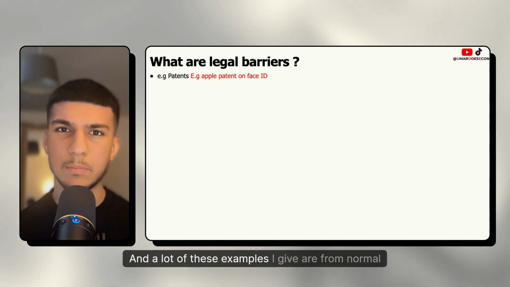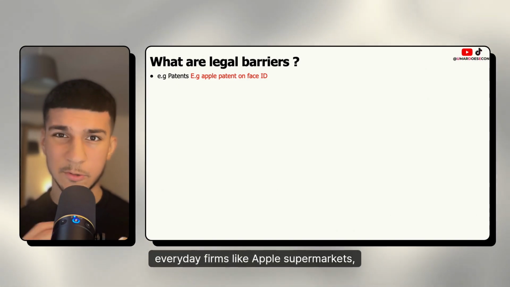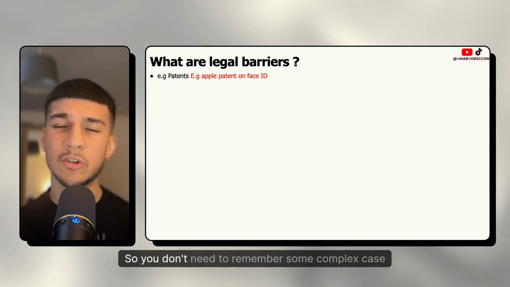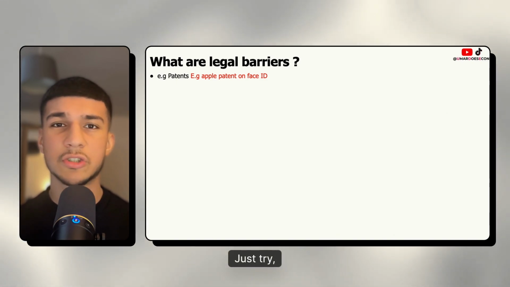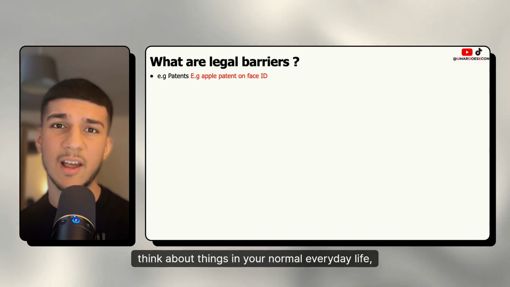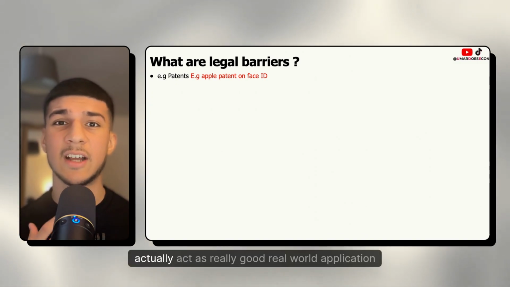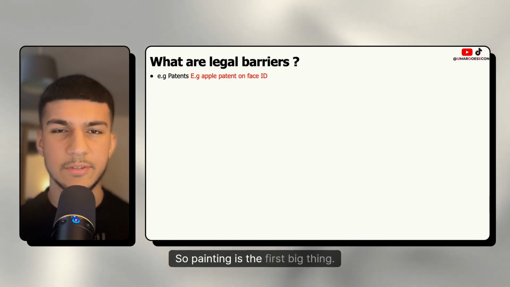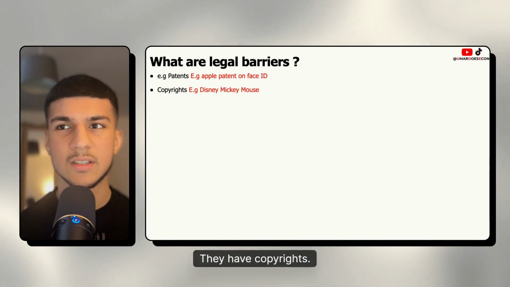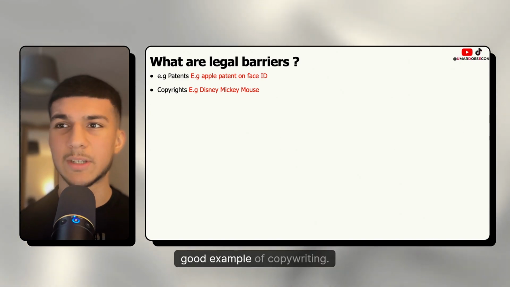And a lot of these examples I give are from normal everyday firms like Apple, supermarkets, etc, etc. So you don't need to remember some complex case study to throw in application. Just think about things in your normal everyday life and how they relate to economics. Do a bit of research on the stats, and they can actually act as a really good real world application for your exams. So patents the first big thing. Then we have copyrights. Absolutely thousands of examples of this, but Disney, Mickey Mouse, good example of copyrighting.